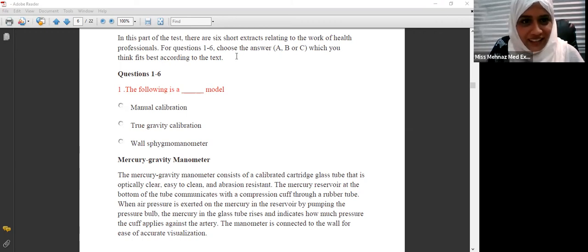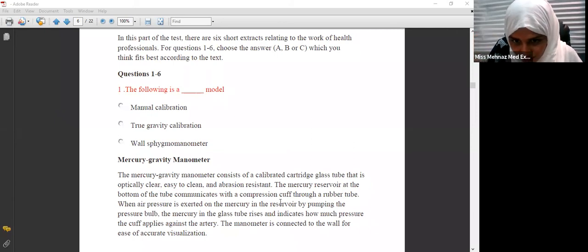Okay, C. Good, I can see many answers. Yes, the answer will be C, because from the question you get to know that it's a model. The text is not exactly talking about manual calibration or true gravity calibration, but that is just to divert your attention. It's actually talking about a manometer that is connected to a wall for ease of accurate visualization. So the answer will be C. The following model is what? It will be a wall spig manometer.